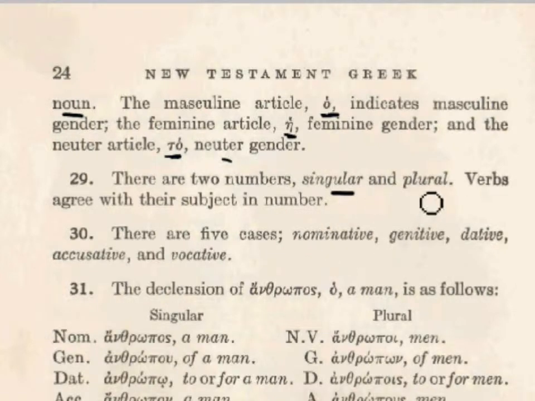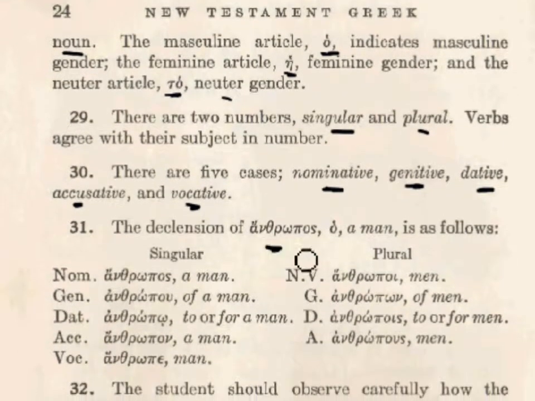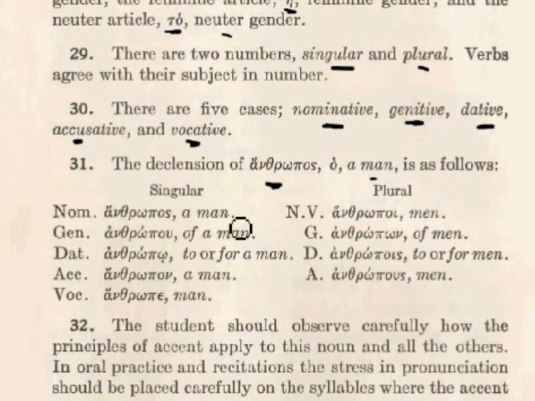There are both singular and plural, as would be the case in virtually every language. The 5 cases noted here: the nominative, typically associated with the subject of the sentence; the genitive, associated with possession; the dative, usually associated with indirect object; the accusative with direct object; and the vocative with direct address. We'll, of course, say more about these as we go along, but you just make note of those 5 cases at this point. He now gives you the declension of the word anthropos, and this is quite important to master.